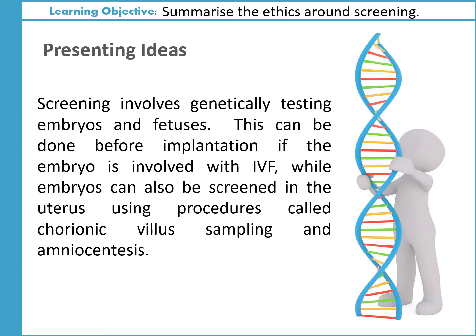Okay, so screening of embryos usually refers to testing both embryos and fetuses, and also embryonic fluid. So that can be done before implantation of the embryo if there has been an IVF cycle involved in a particular pregnancy. Otherwise, embryos can be screened in the uterus using a couple of different processes, and those are chorionic villus sampling and amniocentesis. You may well have heard of amniocentesis, but I'd be surprised if you'd heard of chorionic villus sampling. Okay, so we're going to have a look at what those things actually are.